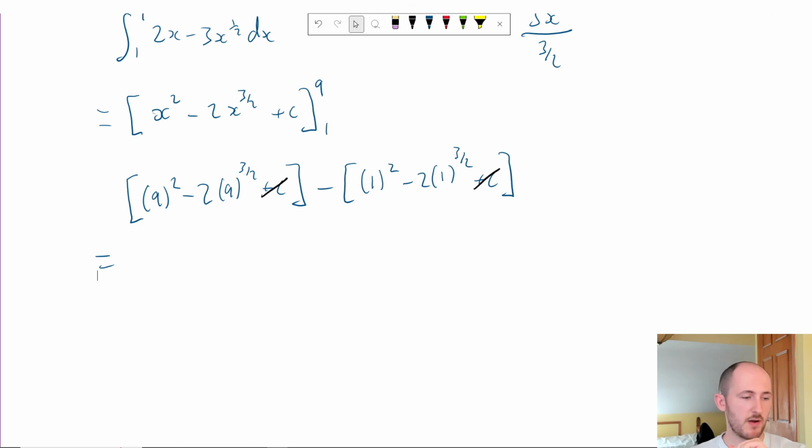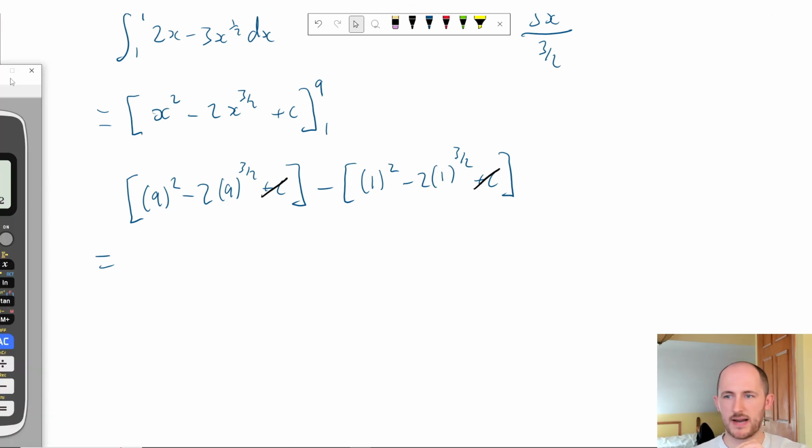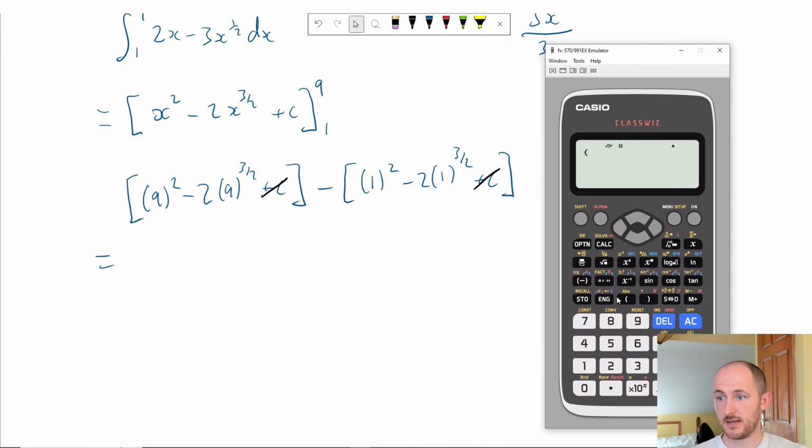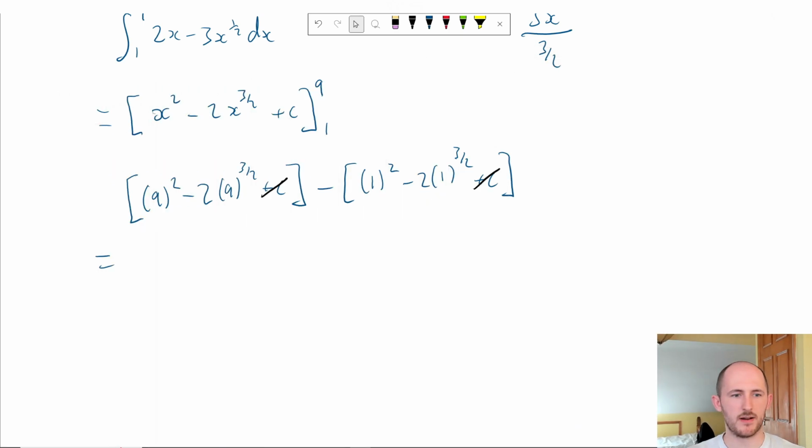Now we're actually going to get a numerical answer. So all we're going to do is whip out our calculator one more time. We're going to do 9 squared minus 9 to the power of 1.5. Ooh, okay, I thought I pressed another button there. Oh, fine, I'll do it this way. There we are. Subtract 1 squared minus 1. We get 28. We get a number.